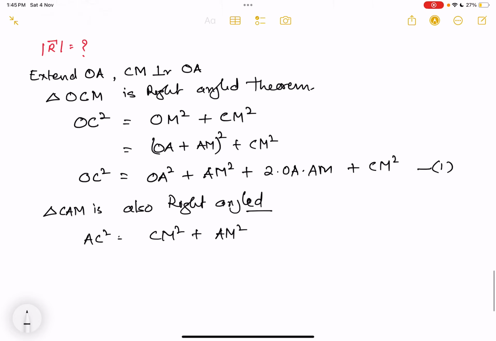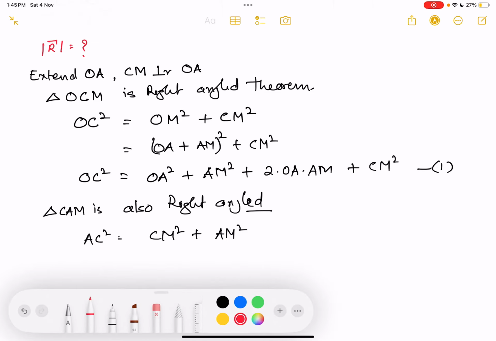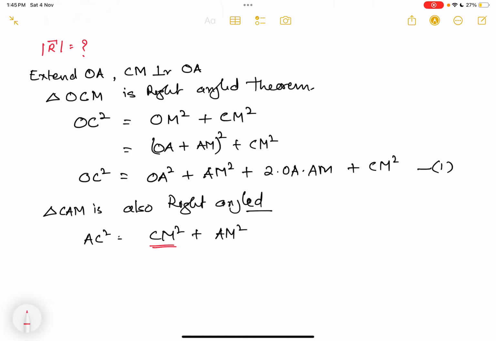Now, if you look at it carefully, you get both of these two terms, CM square plus AM square, in equation 1. CM square and AM square. What does it mean? These two can be replaced by AC square. Am I right? If you look at equation 1, you get AM square plus CM square, which is same as the right hand side of this equation. I may call this equation 2.